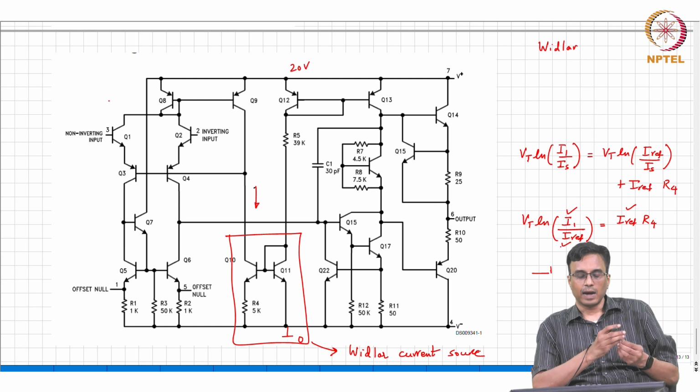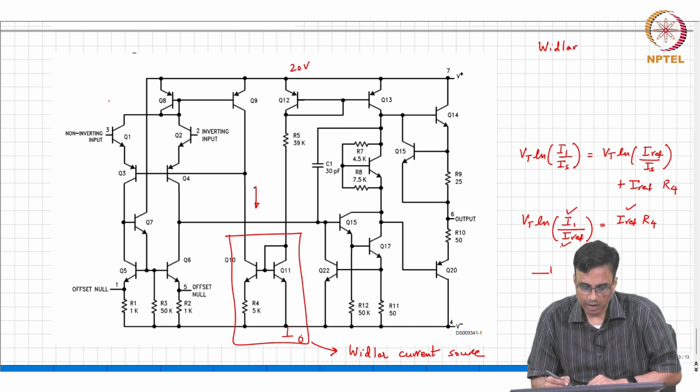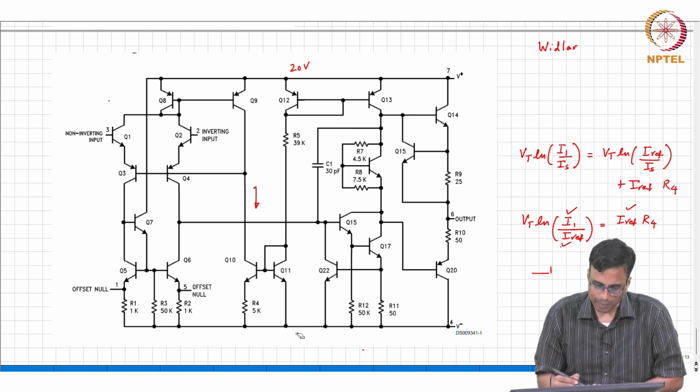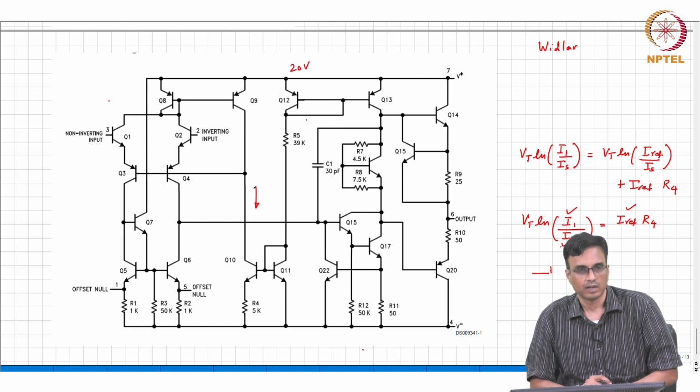Okay, and this is a clever trick to get a small current while still using a small resistance. Okay, and what comment can we make about the supply sensitivity of this current?